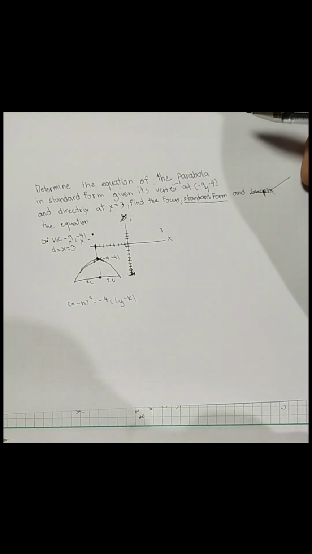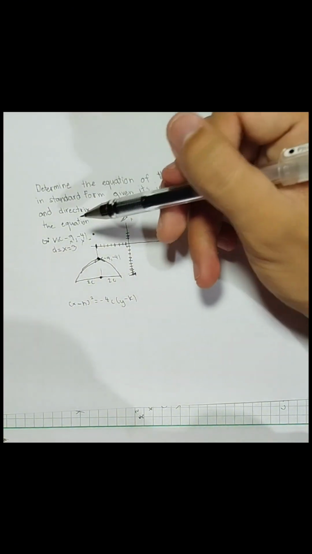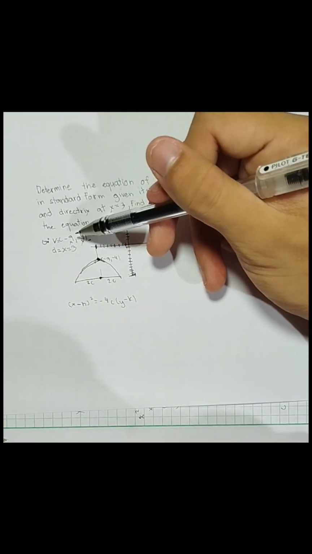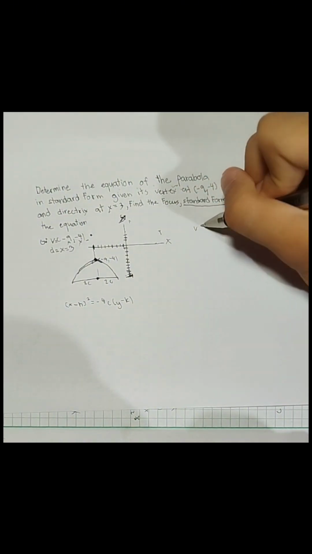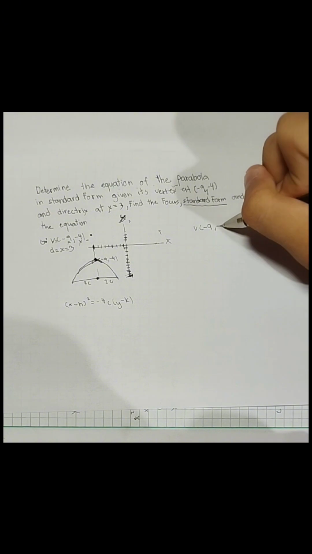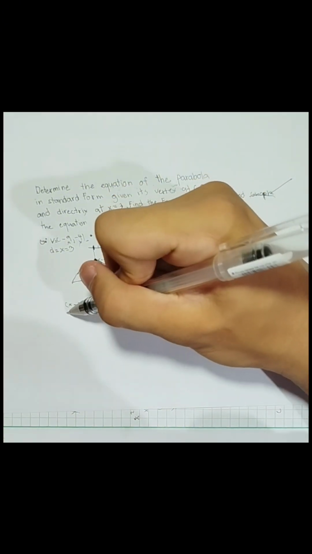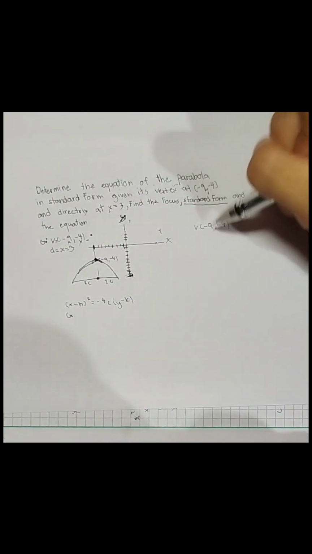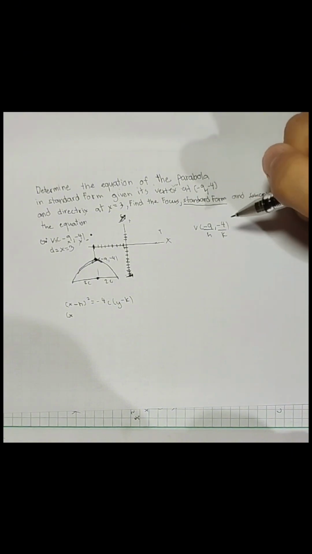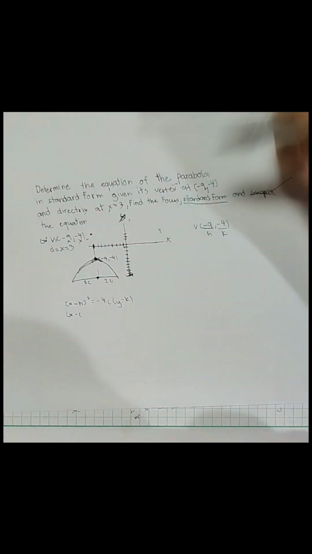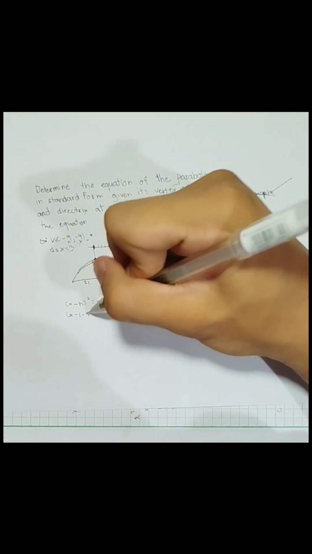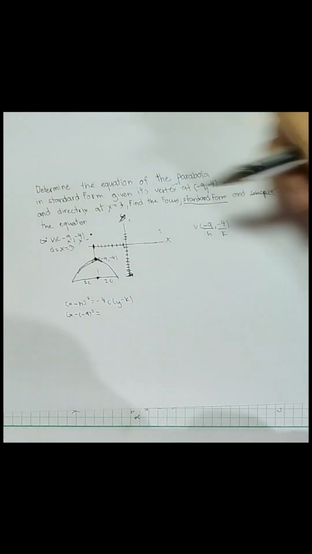To find our standard form, we will just substitute the given here. As you can see, we have our vertex, which is -9, -4. You can't just immediately insert this here, since -9 is our h and -4 is our k. So you'll just have to substitute it: -9, which is -9, -4.